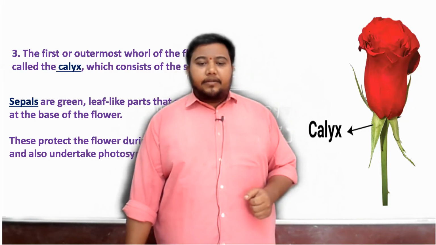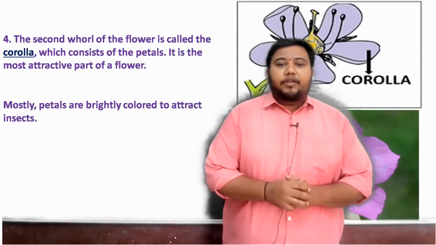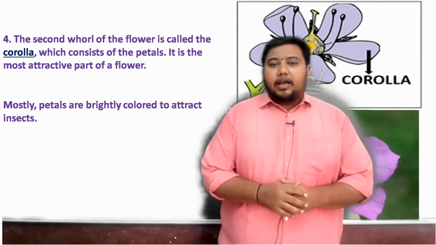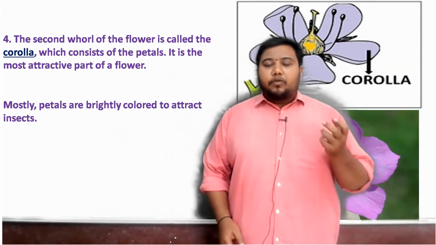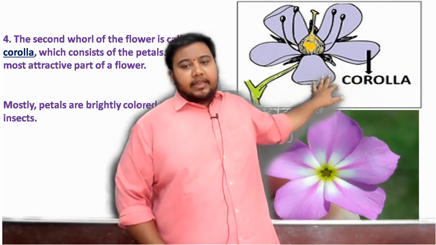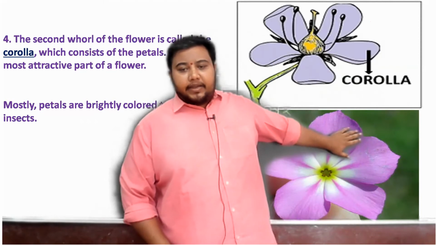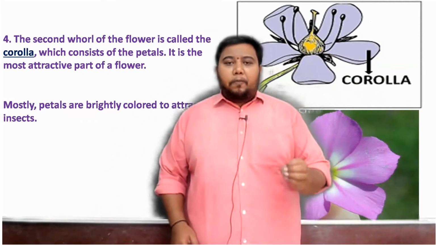Okay, next part. The second whorl, or second layer, of the flower is called the corolla. It is the most attractive layer of the flower. It consists of petals. You can see these petals here. This is the most attractive part of the flower.